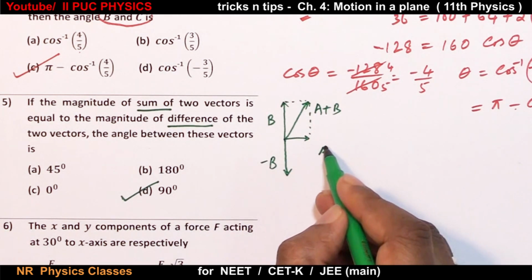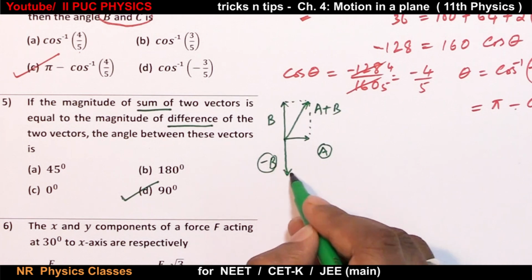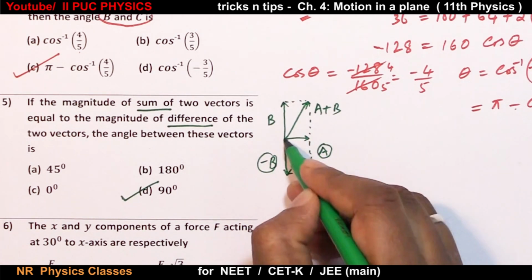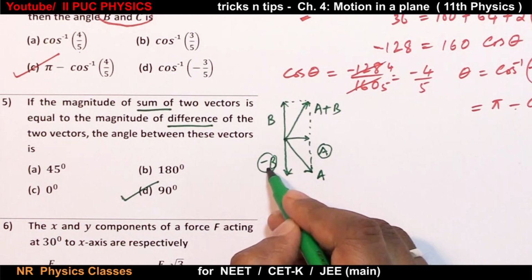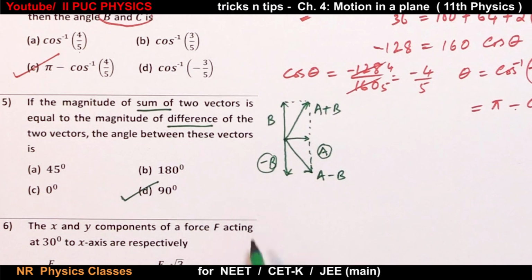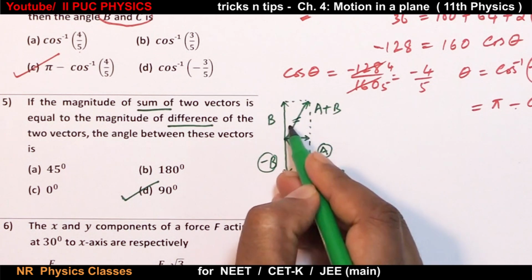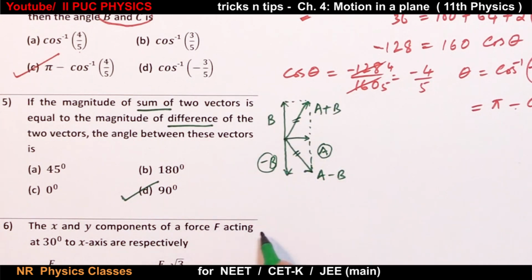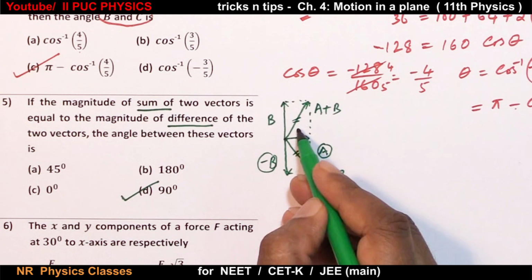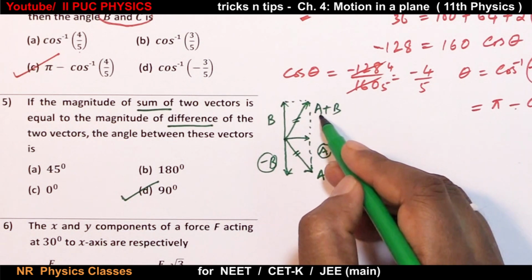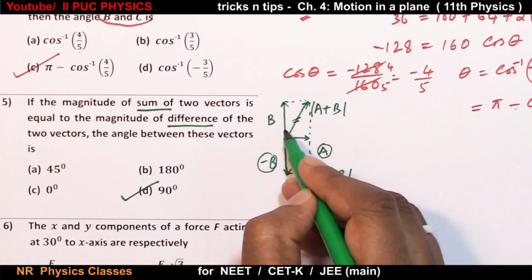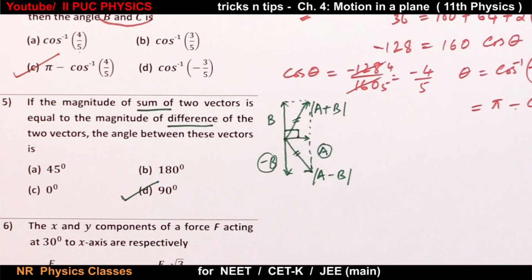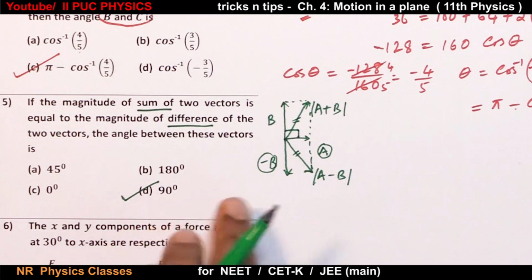Now let us add these two. When we add these two, what we get is A plus of minus B, A minus B. See, the length of this hypotenuse is equal to the length of this hypotenuse. Length means magnitude. So magnitude of A plus B equal to magnitude of A minus B is true only for angle between the vectors 90 degree. So this is 90. It's a standard result.